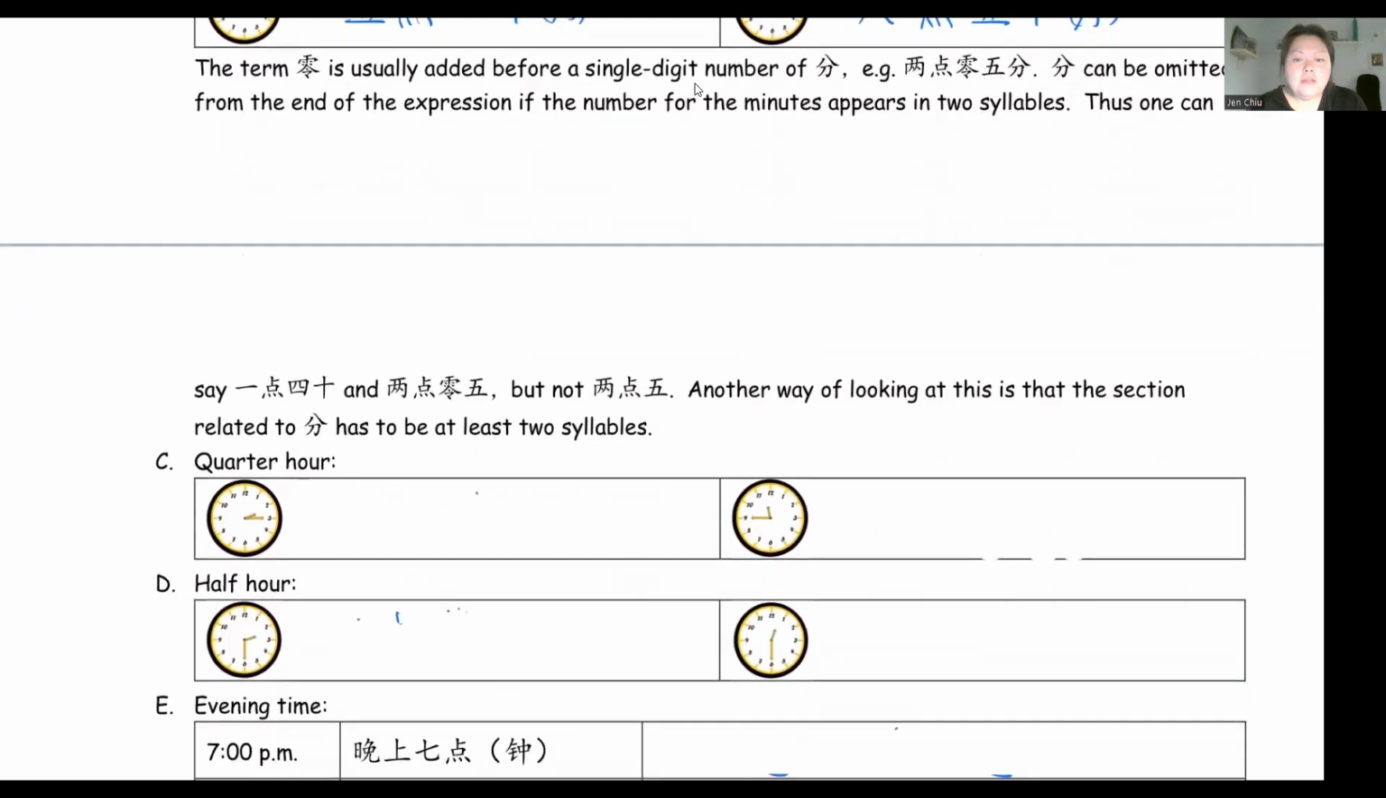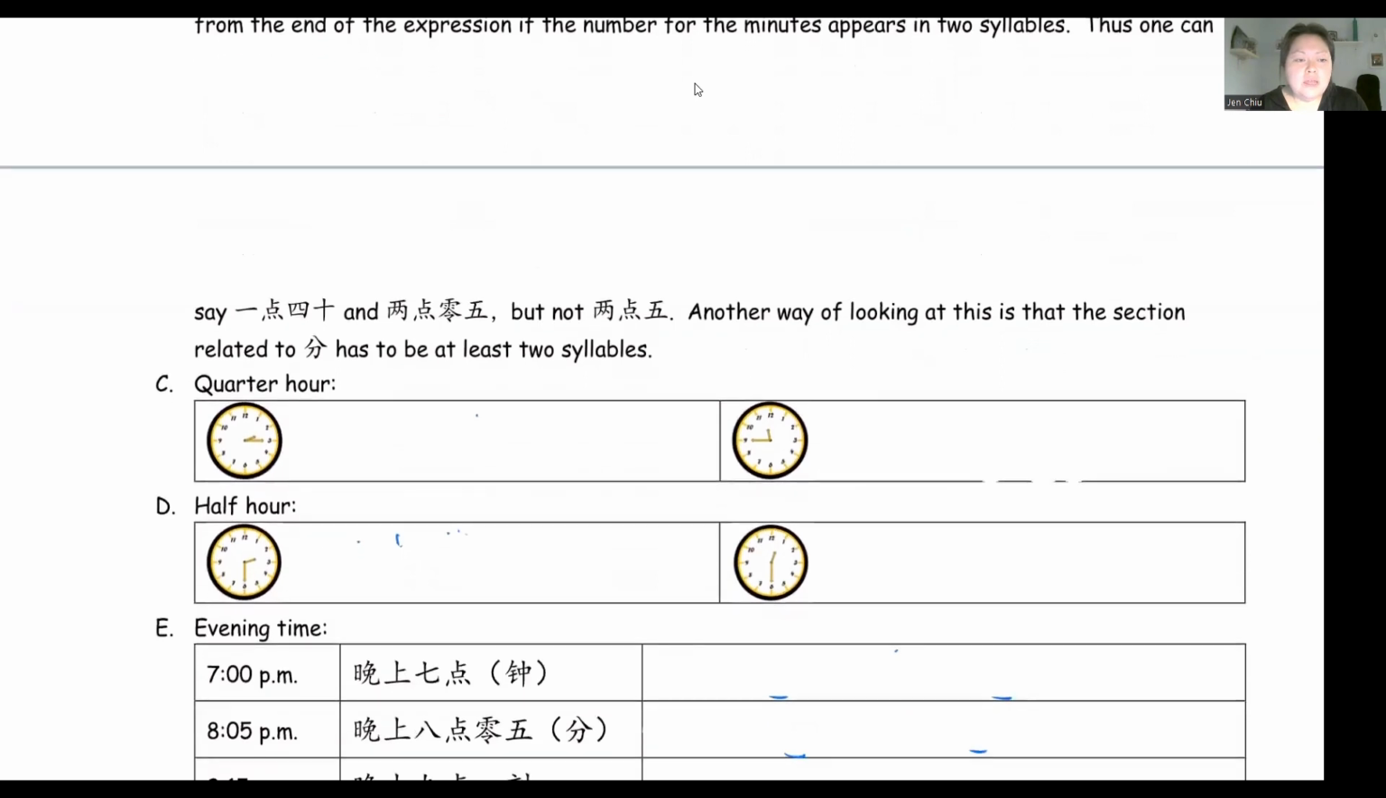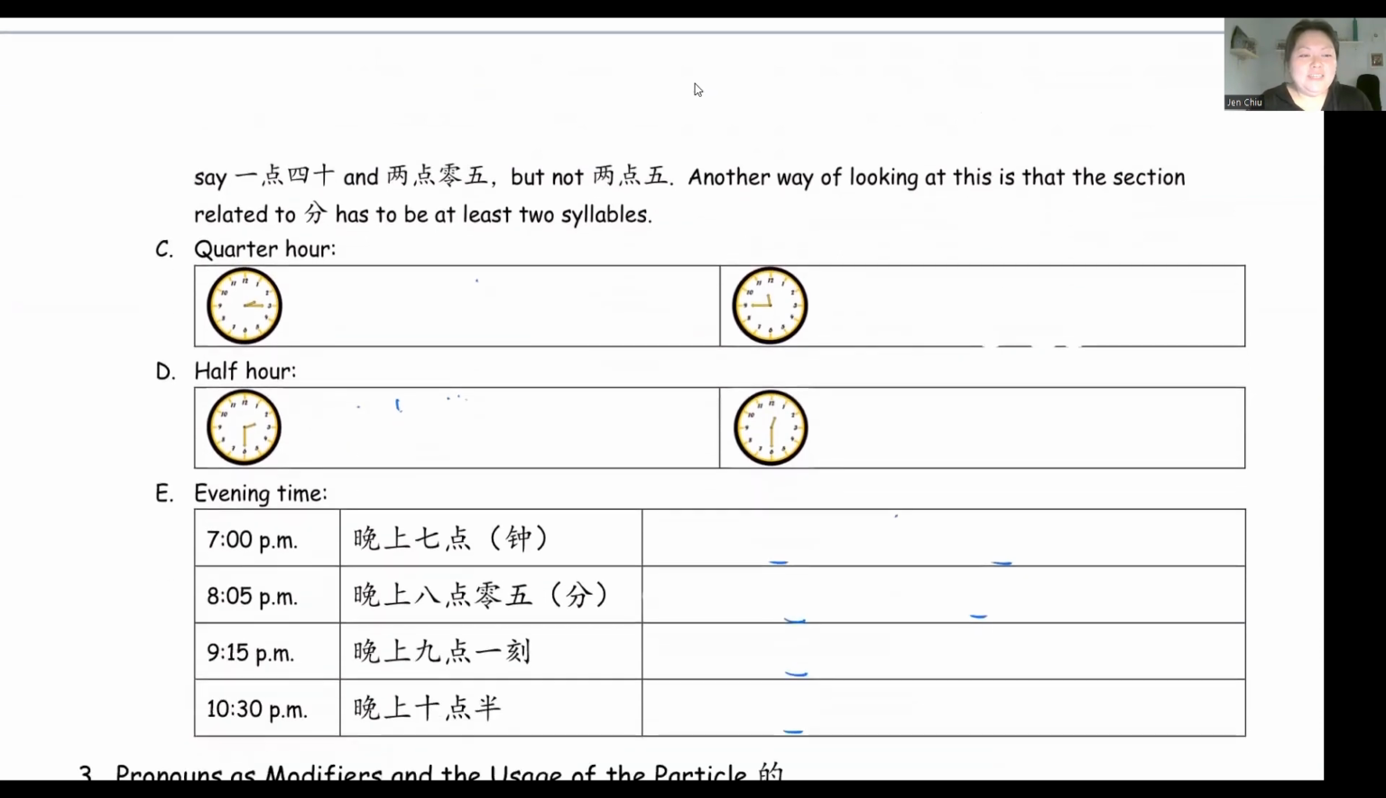Okay. All right. Another way of looking at this is that the section related to 分 has to be at least 2 syllables for you to ignore the 分. Now, this is very interesting. Quarter hour, there is a special way to say it, but we don't really say it colloquially. It's really used more in like ancient writing. But if you say it, people know what you're talking about.